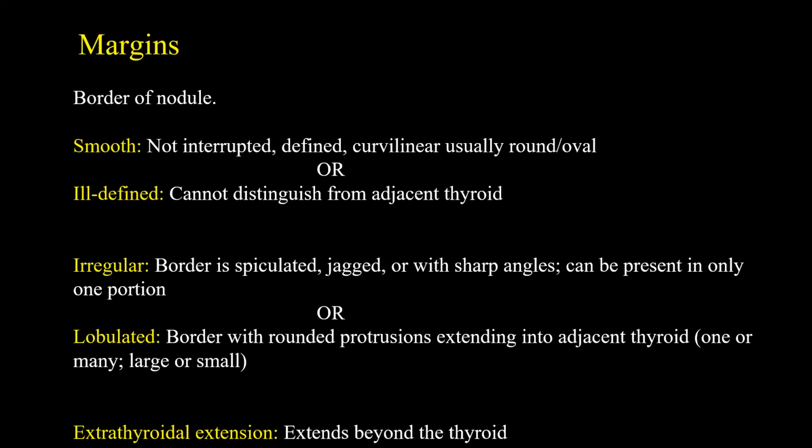Irregular is defined as a spiculated or jagged portion of the thyroid nodule with sharp angles. Again, it could be present in only one small portion. So most of the nodule could be smooth except for one small area. Lobulated is very similar to when you see a lobulated liver contour in cirrhosis. You can have large lobulations or small ones. And extrathyroidal extension is pretty extensive disease at that point.